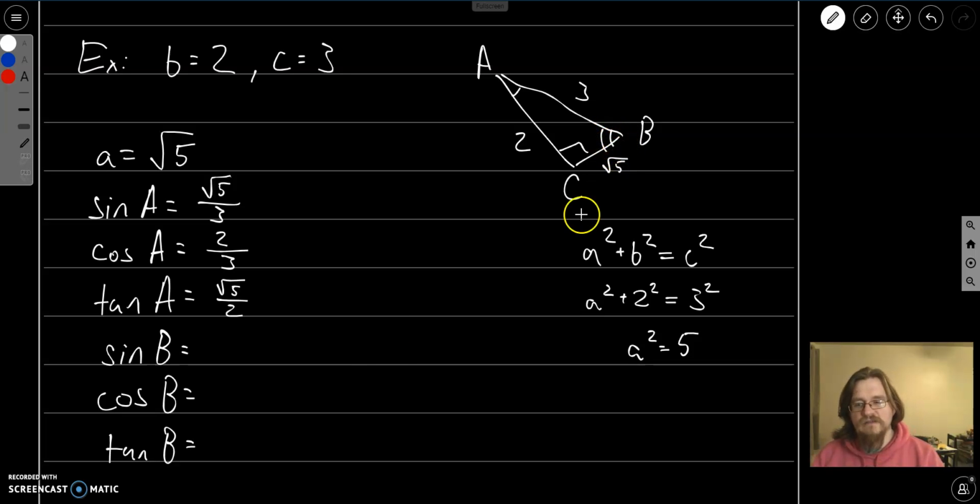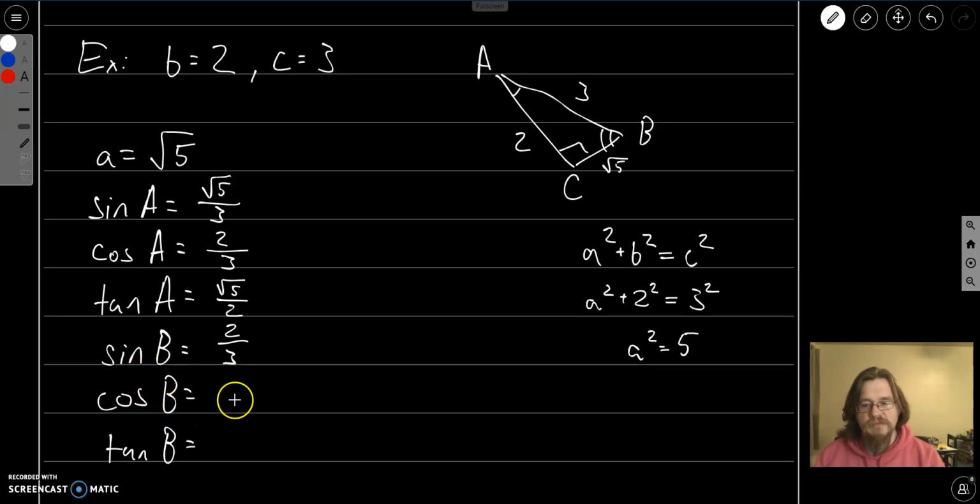And just for completeness, I want to look at the sine, cosine, and tangent of B over here. So for this angle, SOHCAHTOA, so sine is opposite over hypotenuse. The side opposite of B is 2, but the hypotenuse is still 3. The hypotenuse will never change. It's only, are we talking about the side opposite or the side adjacent to the angle? That's what's going to change.